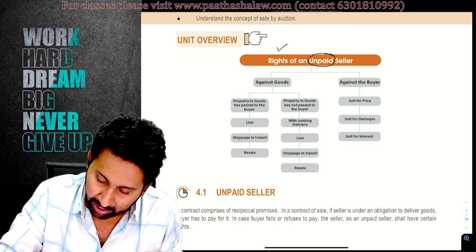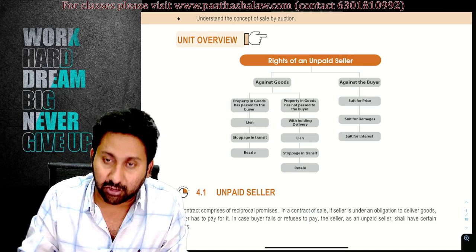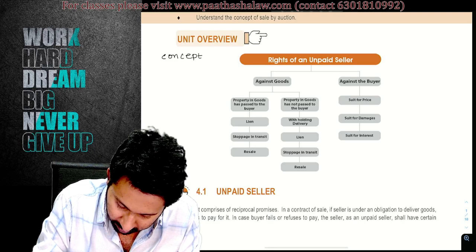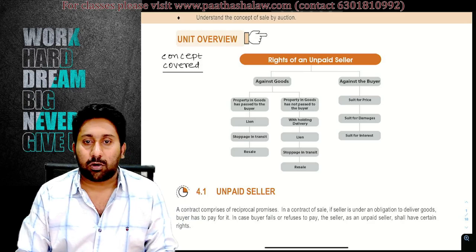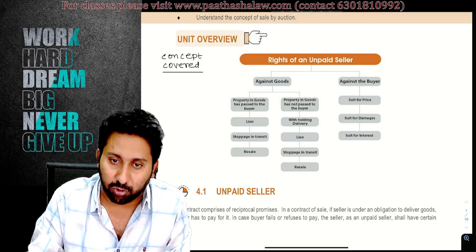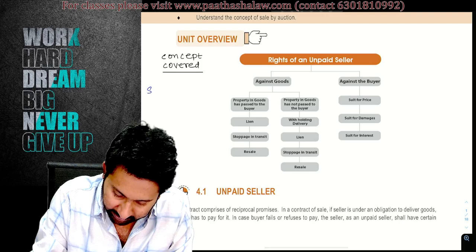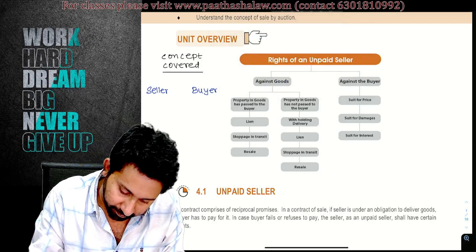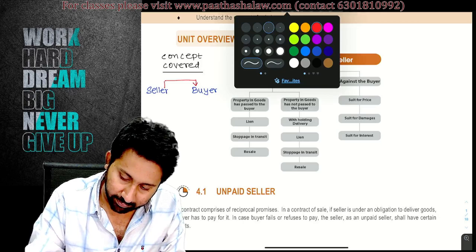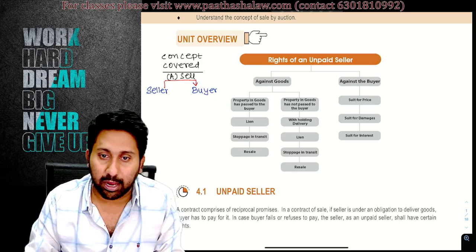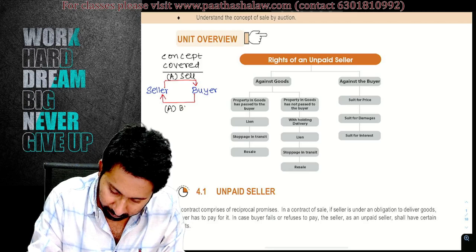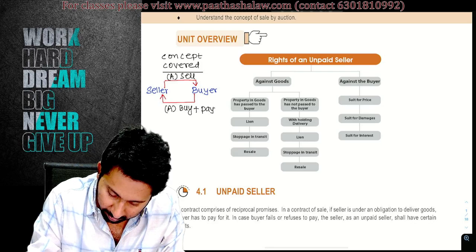Whenever I say sale of goods, there are two parties. First, write down somewhere in the notes itself. The concept covered by this chapter: there will be two parties, first a seller and a buyer. The seller agrees to sell. The buyer will agree to buy by making a payment. Listen carefully to the words.